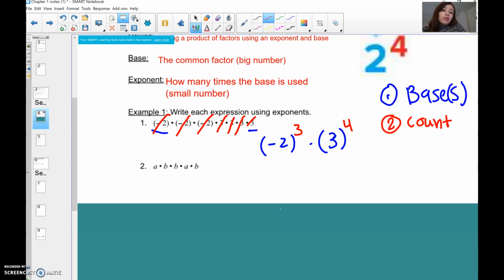So for 2, all of these letters are being multiplied, so they're factors. So that's how we find our bases, A and B. How many times is A being multiplied? 1, 2. 2 times. How many times is B being multiplied? 1, 2, 3. 3 times. So A squared times B cubed, or A to the 2nd power times B to the 3rd power.